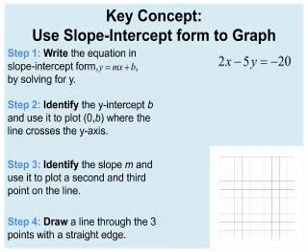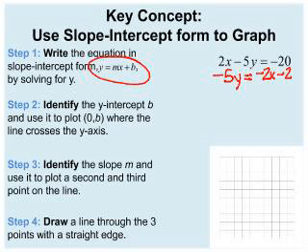Let's take a look at how you use the slope-intercept form to graph. First of all, you should all know that the slope-intercept form is y equals mx plus b. This should be review for you. The first thing you want to do is change your equation to slope-intercept form. Over here I have an example. I would subtract my 2x from both sides, and then I need to divide both sides by that negative 5. So y is equal to positive 2/5 x plus 4. So I've changed it to slope-intercept form.